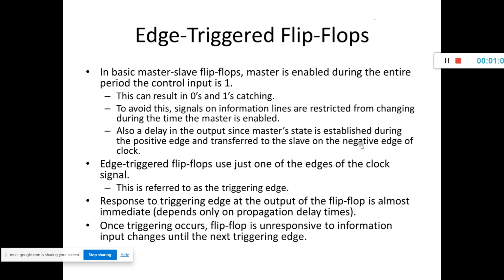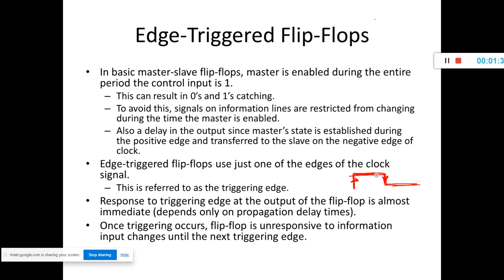Now here we have a pulse like this. This going edge is known as a positive edge. This is known as a negative edge. So edge triggered flip-flops will be triggered only on the positive edge or only on the negative edge. Whereas master-slave flip-flops will be triggered on the levels. This is the level, this is the level. This is level 1, this is level 0.